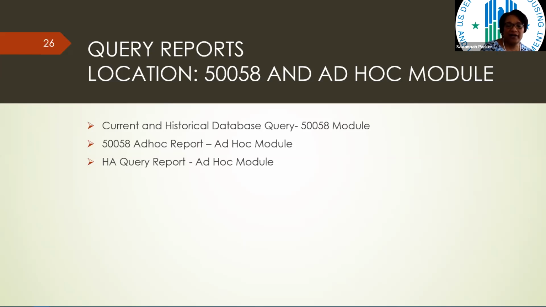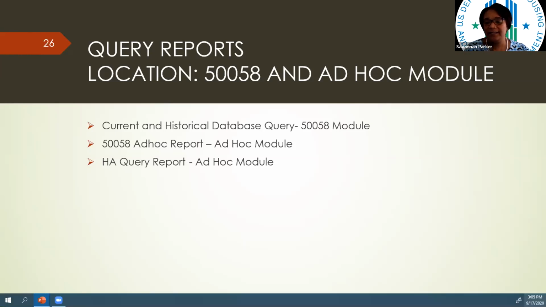Also within the 50058 module is the query where you can look up your tenants. And a lot of times, if I've spoken to any of you and you call me about an error or email me about an error, the first thing I ask you is, have you looked the tenant up in PIC? Have you looked in the 50058 query to see if, first of all, that tenant lives there, and what is the most recent 50058 in the system for that tenant? Well, the 50058 query will give you that information.